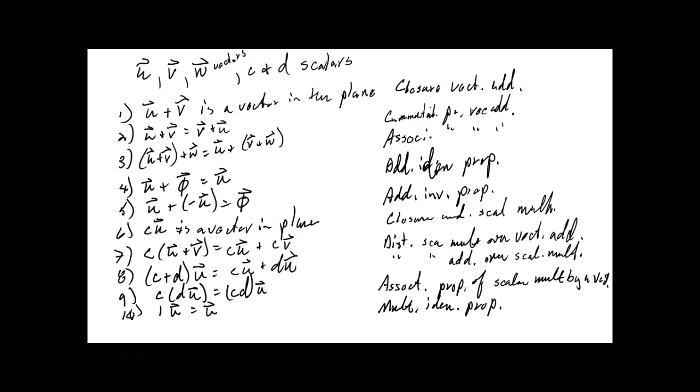Okay? The very next thing we're going to do is extend this to any dimension. 3 space, 7 space, 45 space. Okay. I can't interpret those for you, but they do them in the book. Okay.